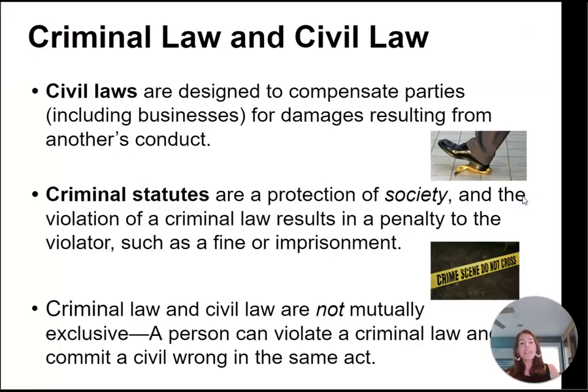Okay, so we have this difference between criminal law and civil law. We talked a little bit about civil law, we talked about torts, and they're designed to compensate parties, including businesses, for damages resulting from another's conduct. So we talked about slip and fall. We talked about other parties who are negligent and their negligent conduct, right? The breach of that duty causes some kind of harm. That all falls under civil law.